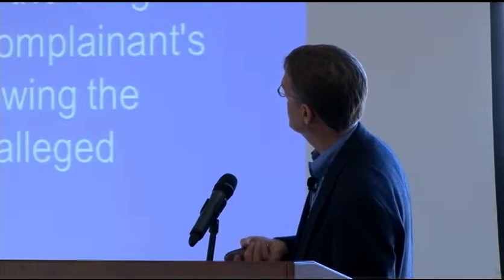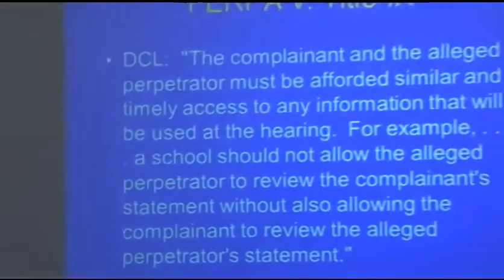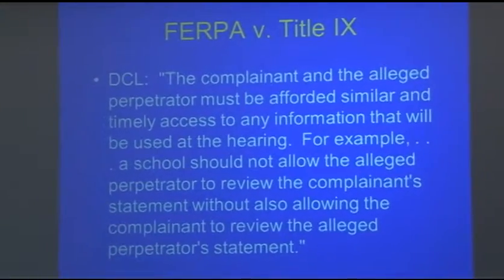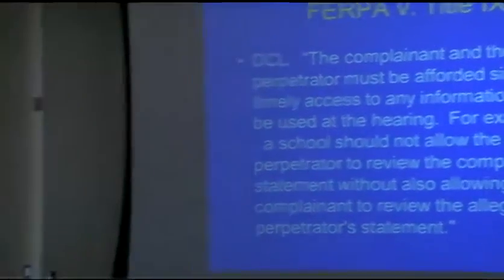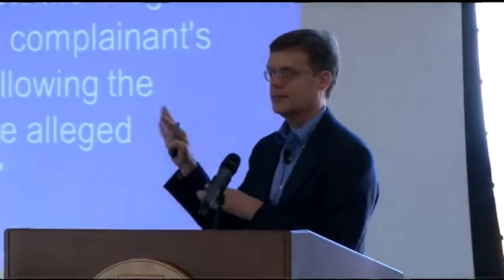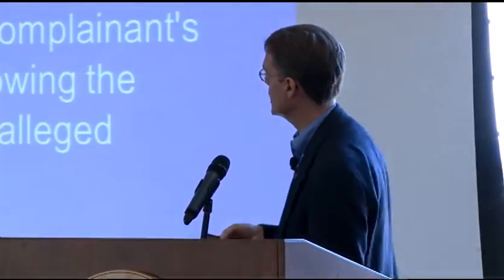Well, we go on. So the DCL says the complainant and the alleged perpetrator must be afforded similar and similarly timely access to any information that will be used at the hearing. For example, a school should not allow the alleged perpetrator to review the complainant's statement without also allowing the complainant to review the alleged perpetrator's statement. Now, probably, they're both inextricably intertwined information, but it's not entirely clear. So we're veering into some FERPA unknowns here.